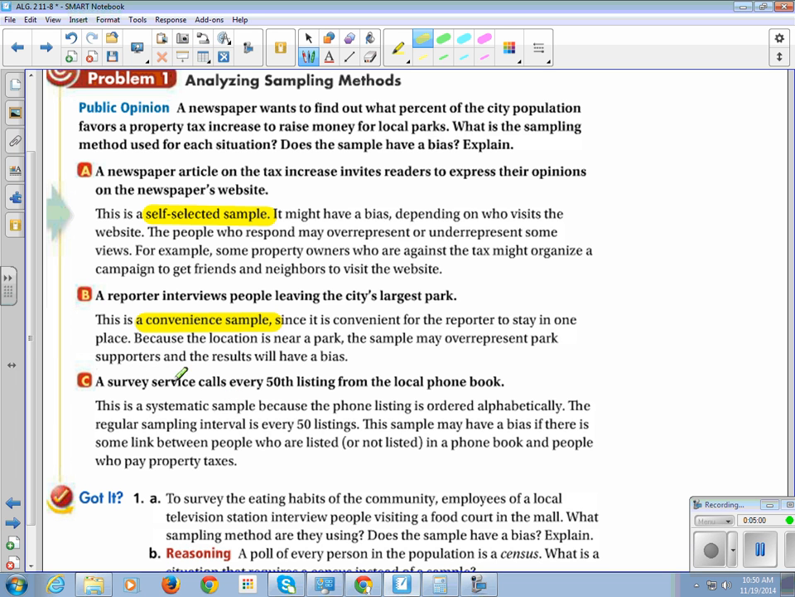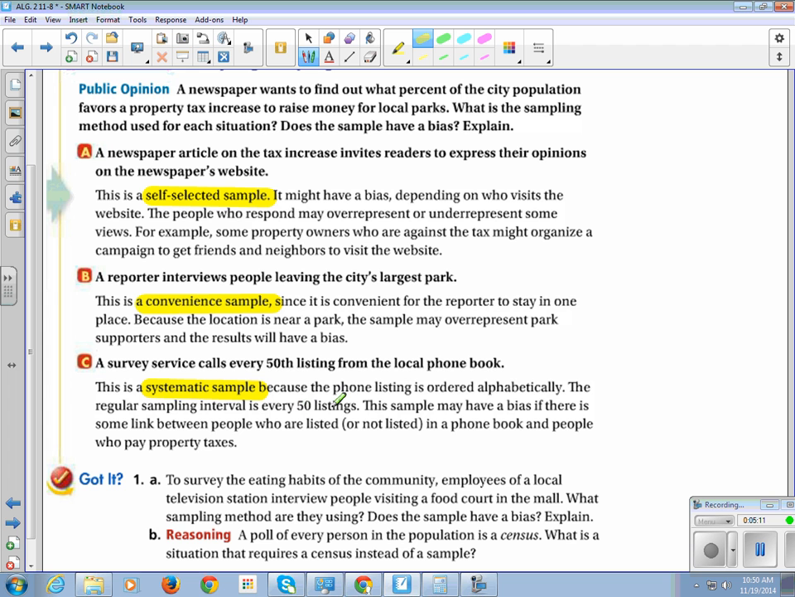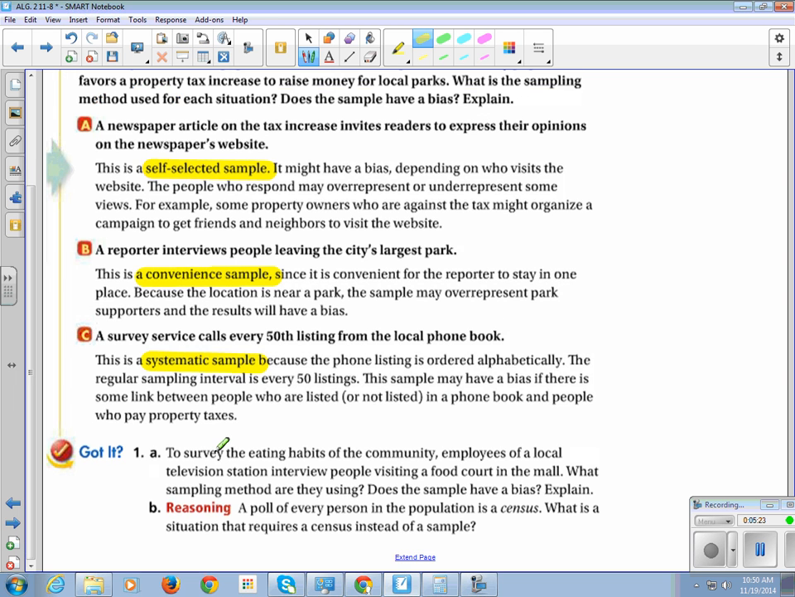A survey service calls every 50th listing from the local phone book. This is a systematic sample because the phone listing is ordered alphabetically. The regular sampling interval is every 50 listings. This sample may have a bias if there's some link between people who are listed or not listed in the phone book and people who pay property taxes.